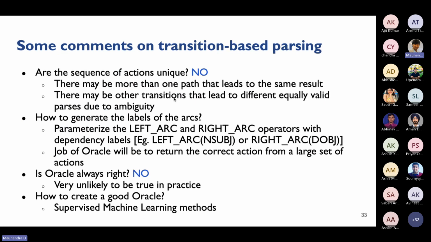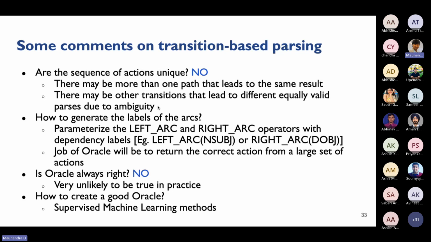Now the question is, is the sequence of actions unique? The answer is no. Here also there may be more than one path that leads to the same result. So actions may not be unique. There may be other transitions that lead to slightly different but equally valid parses due to ambiguity. If the sentence has any ambiguity, the interpretation, the semantics also will be ambiguous, and it will be reflected in the dependency relations as well.